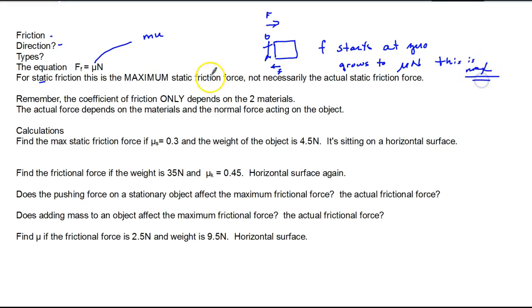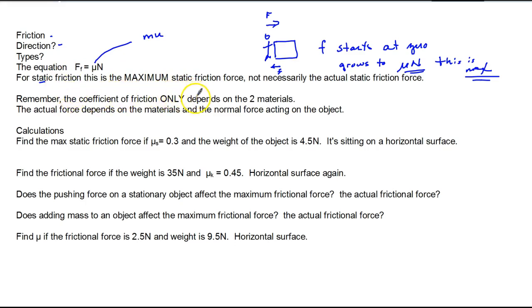The maximum that the static friction force can be. So when you first start, the frictional force is equal and opposite to what you're pushing, and there's no acceleration. And then when it gets to be this big, that's when the box starts to move, and the friction changes from static friction to kinetic friction.